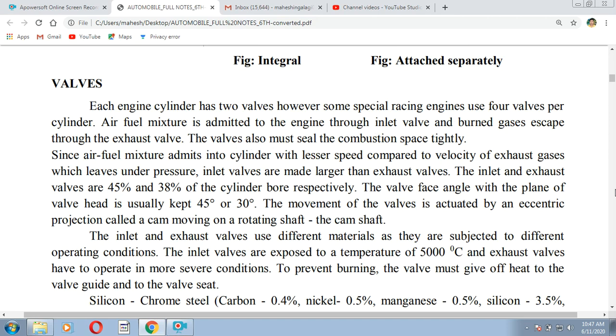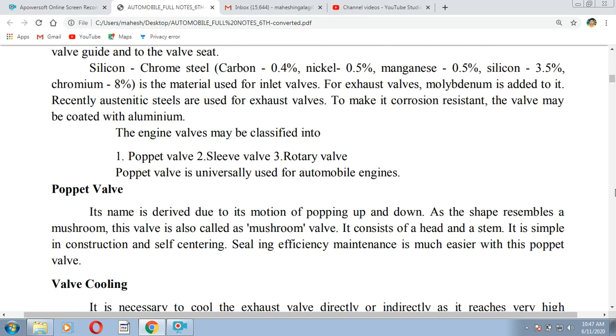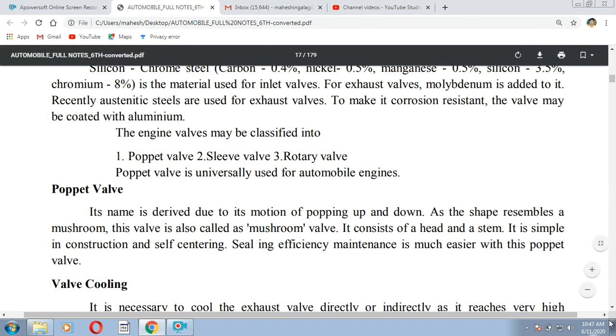The air-fuel mixture has to enter the cylinder with the help of the inlet valve, and after combustion the burnt gas goes out of the engine through the exhaust valve. We have two types here, the poppet valve and the sleeve valve. The very important one is the poppet valve, which is universally used for automobile engines. So for the automobile engine the poppet valve is required, and we will concentrate on the poppet valve.